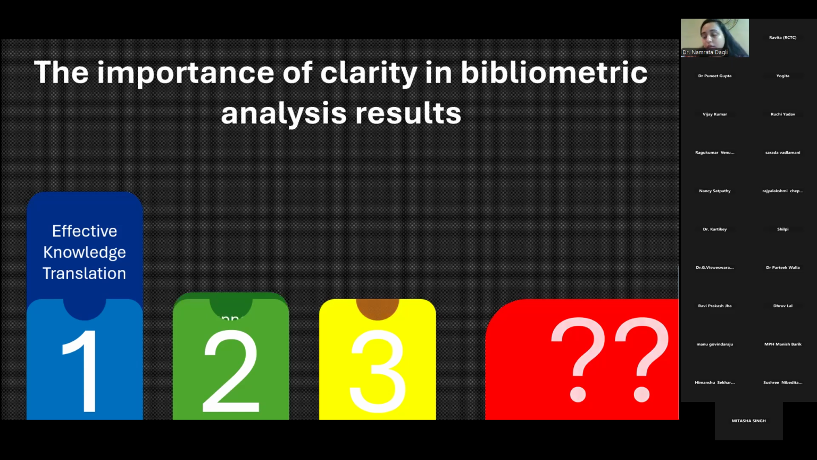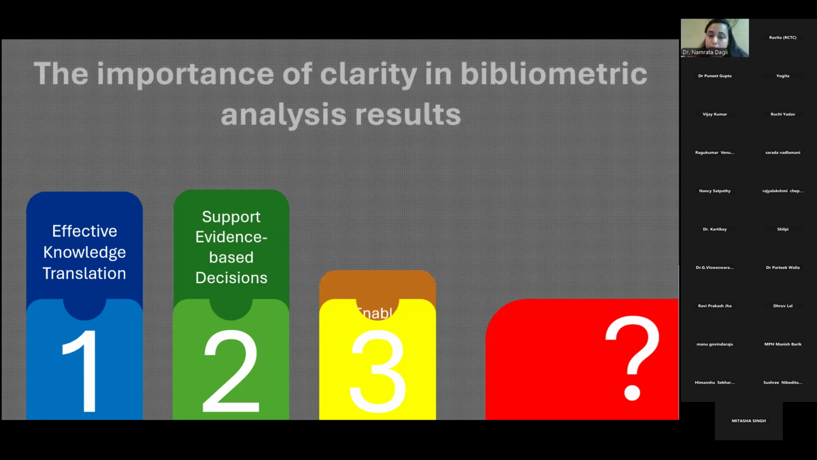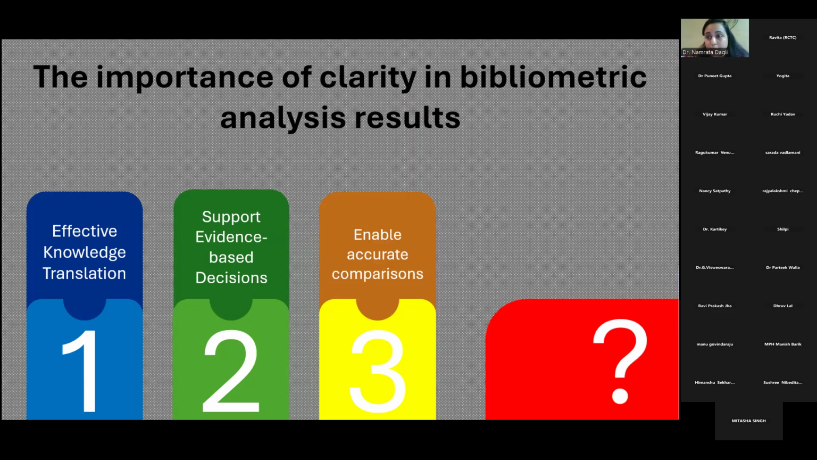The second point, unlike other studies, bibliometric analysis is not limited only to researchers. Many policymakers depend on it for their decision making, and if we write our results clearly, it supports evidence-based decision making. It also enables comparison. If we clearly mention our findings, we can compare the findings with other bibliometric studies, and it will provide us more insight.